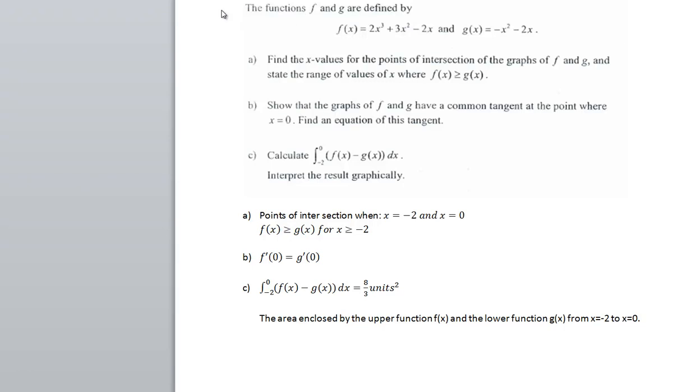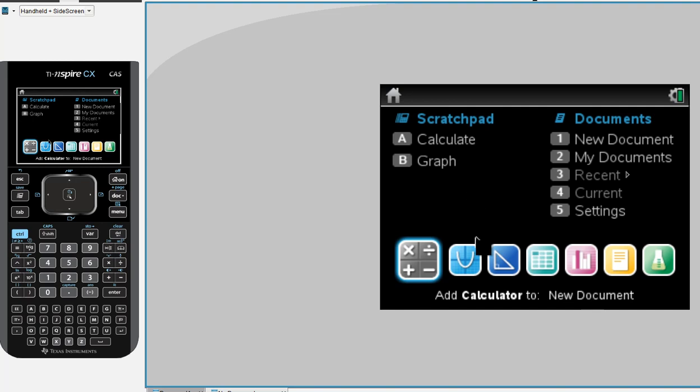Let's have a look at this exercise where we are allowed to use the calculator. So we have two functions, f and g, and then they are defined by this function and this function. First, we have to find the x values for the points of intersection of the graphs of f and g. So let's have a look at the graphs of f and g. So we have to plot the graphs for these two functions.